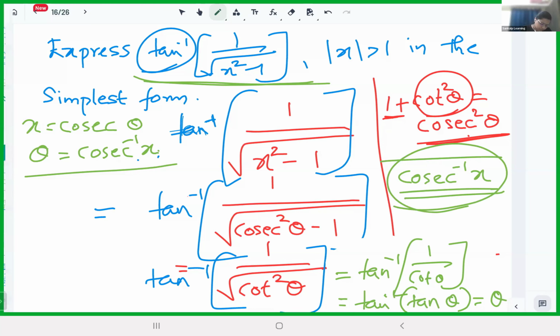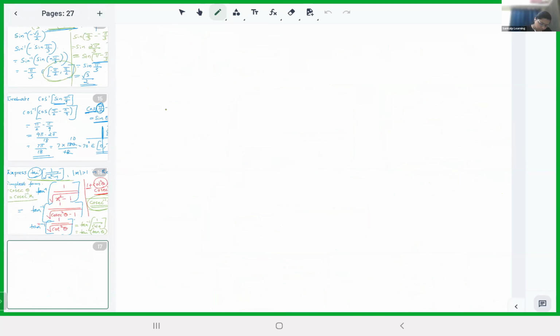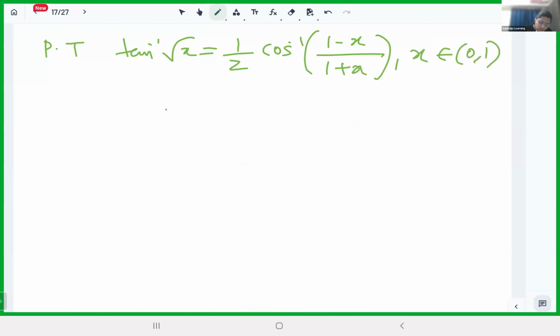That is, prove that tan inverse root x is equal to 1 by 2 cos inverse of (1 minus x) by (1 plus x), where x belongs to the open interval (0, 1). Okay, we have to prove tan inverse of root x is equal to 1 by 2 cos inverse of (1 minus x) by (1 plus x).